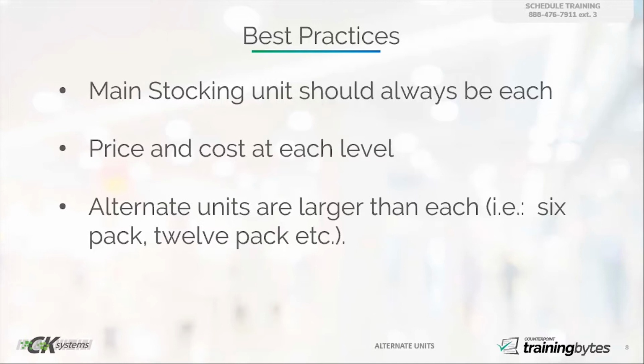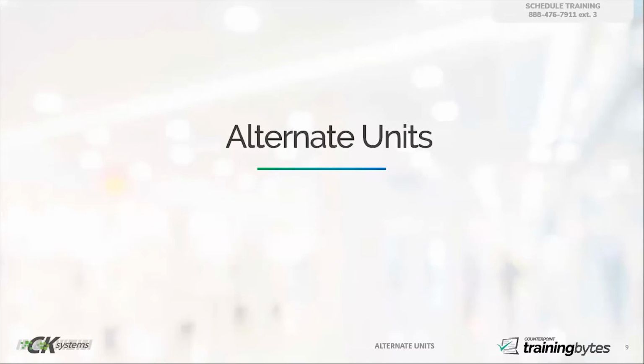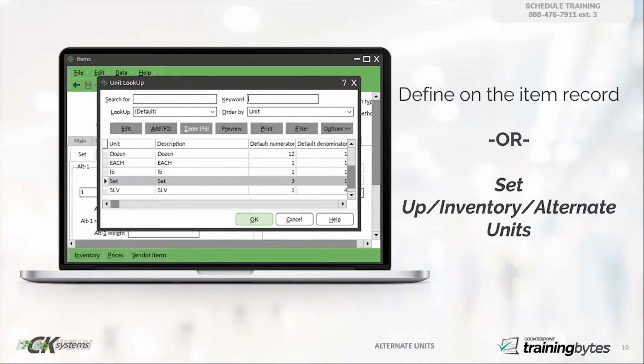When it comes to pricing and costing the item, again, it's at the each level. Then you're going to leverage alternate units for your larger sizes, like your six-pack or your 12-pack or your case of 24. Alternate units can be set up directly through the item record, which is pretty straightforward, and I'm going to show you how to do that today. Alternatively, you can go to Setup Inventory Alternate Units and set up your alternate units there.